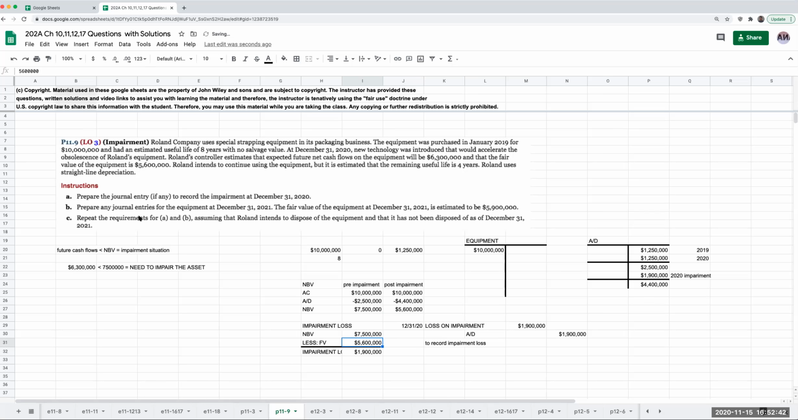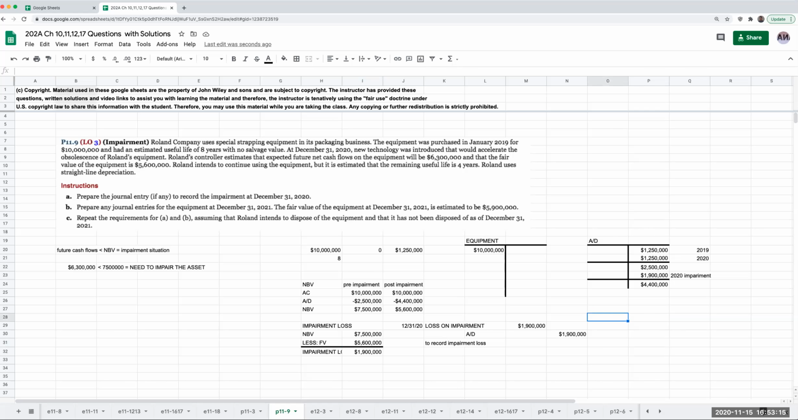Okay, so that's what I would do for letter A. Prepare any journal entries for the equipment at December 31st, 2021. The fair value of the equipment at December 31st is estimated to be 5.9 million. Now, if I'm using this for my operations, I don't write up the value. So instead, I'm going to go ahead and depreciate it, basically using it with the new information. It's going to be 4 years.